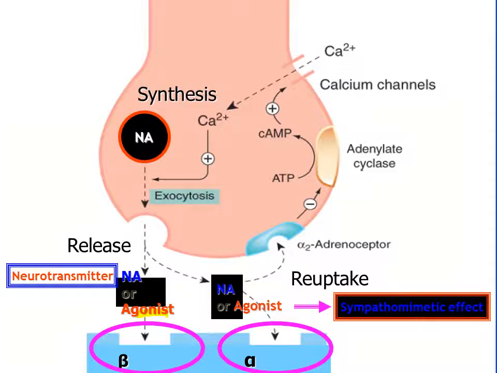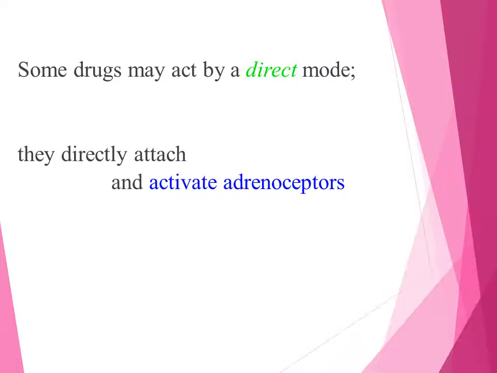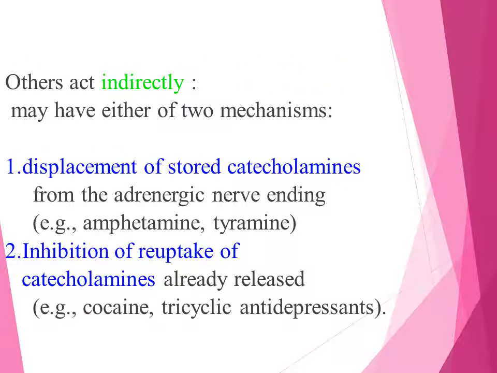This diagram shows the mode of action of sympathomimetics, how sympathomimetics act. Some drugs act by direct mode. They directly bind or attach with the adrenoreceptors, activate them and show their effects, while some drugs act indirectly. There are two mechanisms involved. There may be displacement of stored catecholamines from the adrenergic nerve endings, for example amphetamine and tyramine, while they may also act indirectly by causing inhibition of reuptake of catecholamines that are already released.